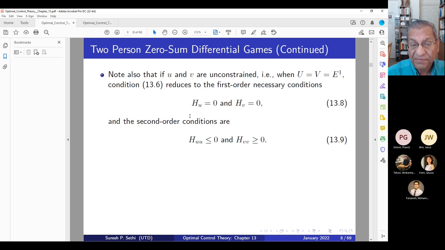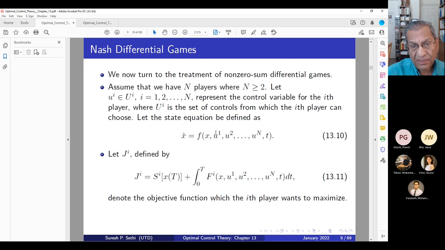We said von Neumann-Morgenstern utility functions, and those are derived from the book. But they did zero sum. They did not go to Nash. So it was Nash who came up with the idea that there may be more than two players, and each has his own objective function. So now you can see X dot has got all the players. Now I don't want to do U and V because there are many players and there are not enough letters in the alphabet. So I put U1, U2, and UN for the players, and X dot is given by this equation. And each person has his own objective function. By Si and Fi, I put the objective function. Of course, it depends on all the controls, but there's the ith player.